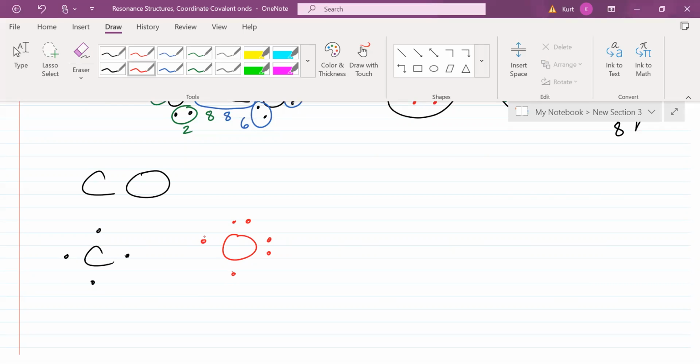And if there's a double bond, can one of the 2 bonds be covalent? Yes. One can be covalent, one can be a coordinate covalent. If you think you've got it, come up to the board and let's see what you got.